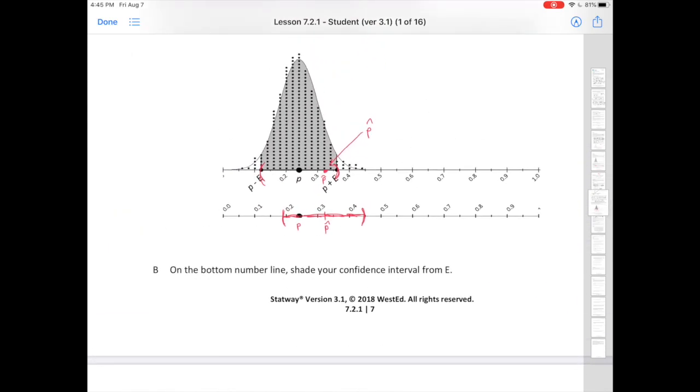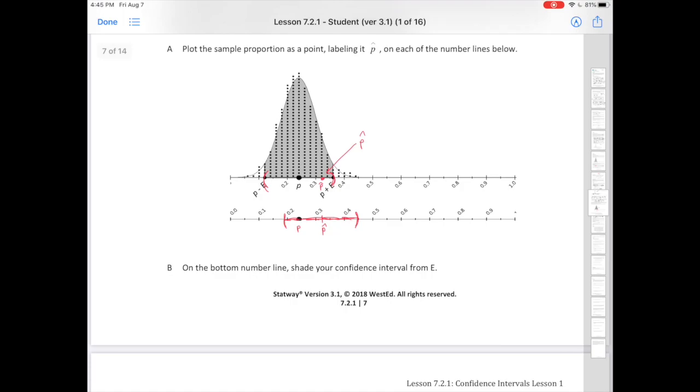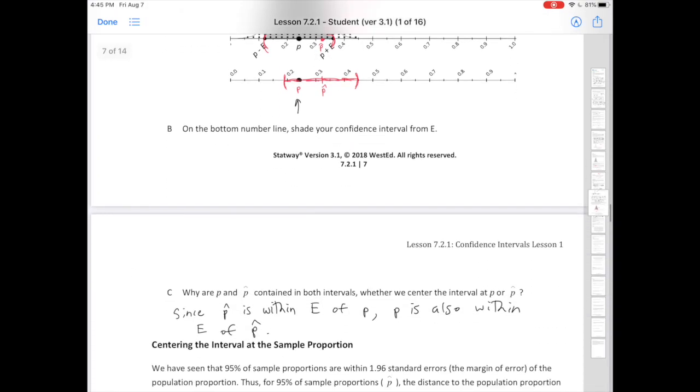What is the big takeaway from what we're doing right now? The whole point of this is that if we center it at P hat, then we will most likely contain the real answer P. So the margin of error, adding that margin of error to and from P hat actually does contain the real answer most of the time. Okay?